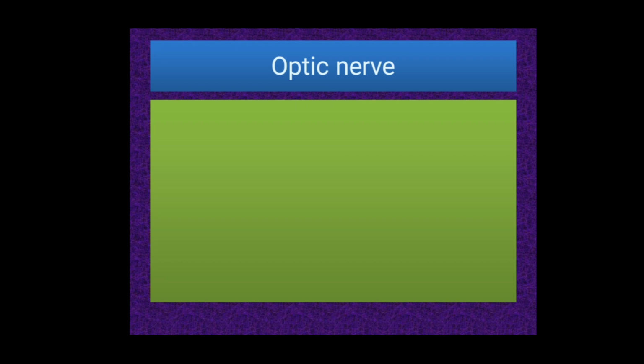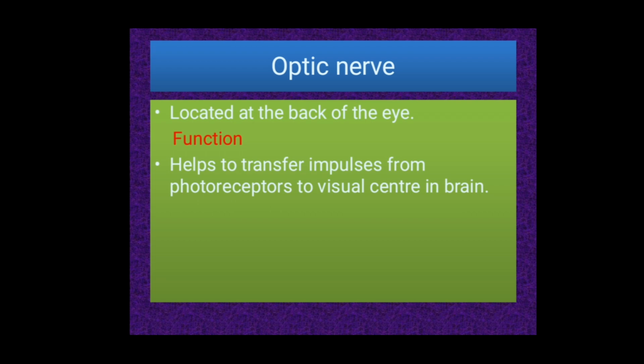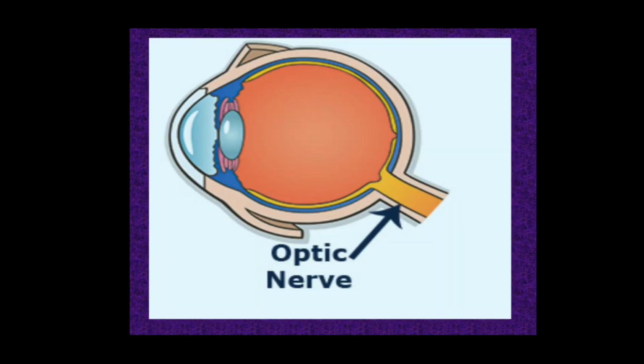Now let's see the last part, that is the optic nerve. The optic nerve is located at the back side of the eye. The major function is to transfer the impulses from photoreceptors to visual centers in our brain. So they are actually the agents who transmit the impulse from photoreceptors to visual centers in the brain. So the brain is connected with the eye with the help of the optic nerve.